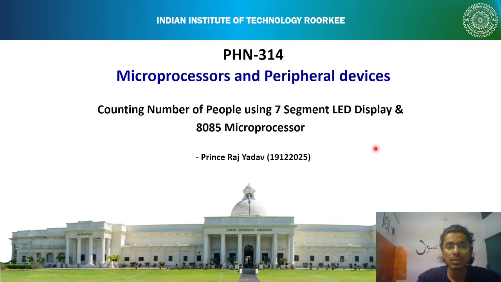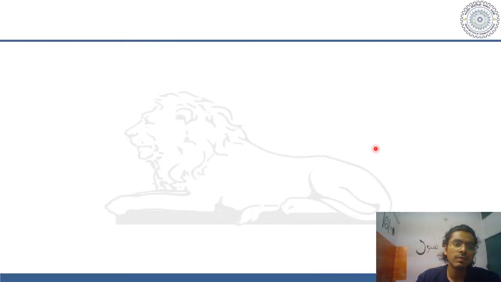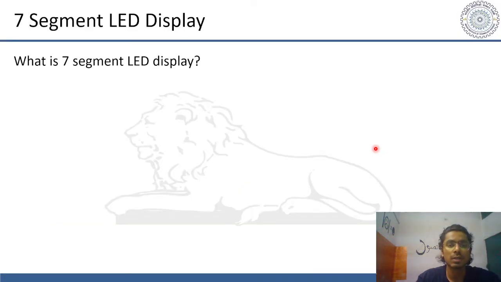In this presentation, I am going to talk about a proposal of how we can use a 7-segment LED display and an 8085 microprocessor to count the number of people. This system can be used in different places, like during this COVID pandemic, in clinics and hospitals, where a limited number of people should be allowed to enter, and people can keep track of how many people are inside the clinic and how many should wait to enter the clinic.